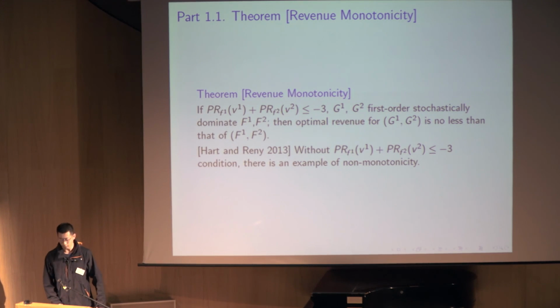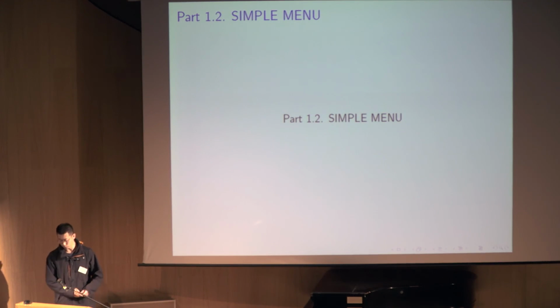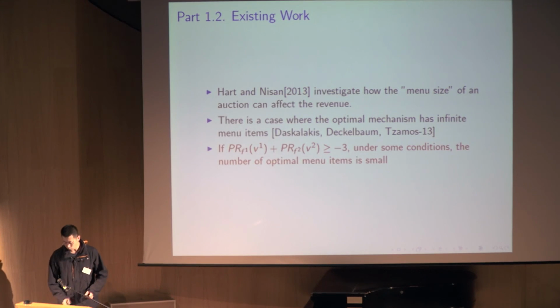And that's for the menu monotonicity. And now let's move to the simple menu. Hart and Nisan investigate how the menu size of an auction can affect the revenue, and there is a case where the optimal mechanism has infinite menu items. Well, we show that if this condition holds, and under some other conditions, the number of the optimal menu items is small.